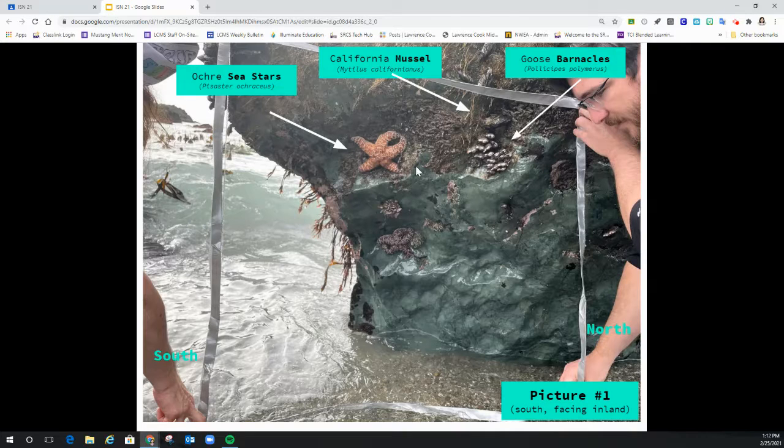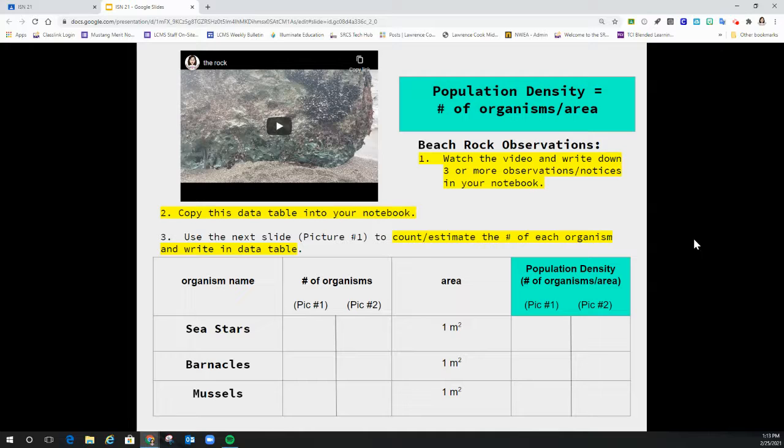So your job is to count how many sea stars in this picture number 1, how many mussels, and how many of these goose barnacles you are seeing. And if you need to pause and do it, please do that now while you're counting. And remember, those numbers are going to go right here: number of sea stars, number of barnacles, number of mussels, right in your notebook.